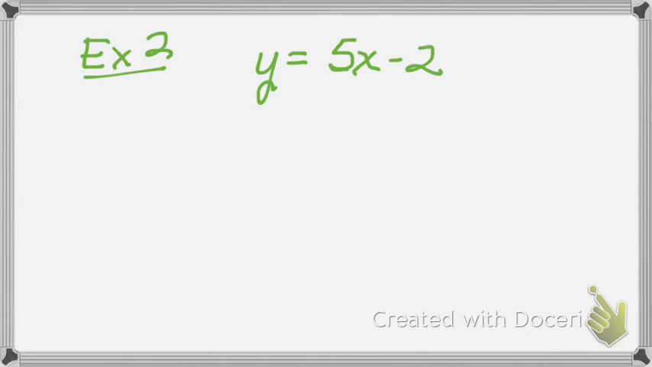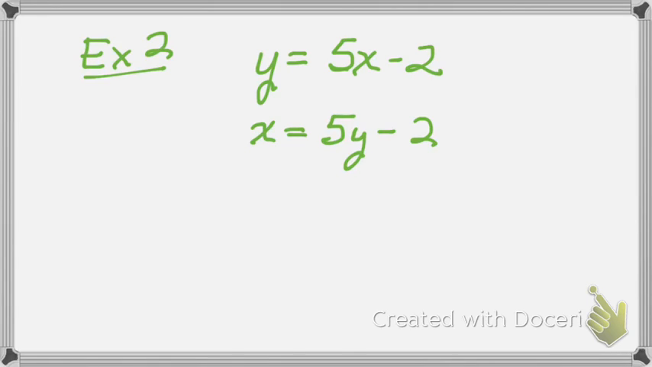All right, so let's say you have a line. This is example 2. Let's say we have y is equal to 5x minus 2, and I want to find the inverse. So to find the inverse, I need to do what? Switch x and y. So if I switch x and y, I get something that looks like this. And then I want to solve it for y, get the y by itself.